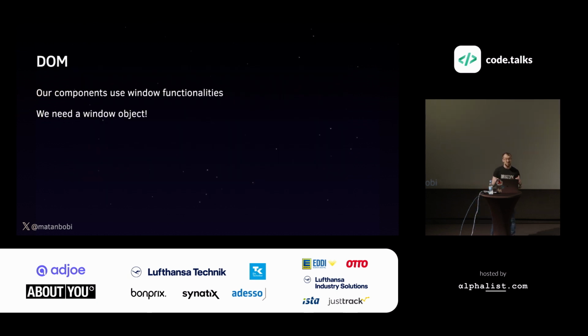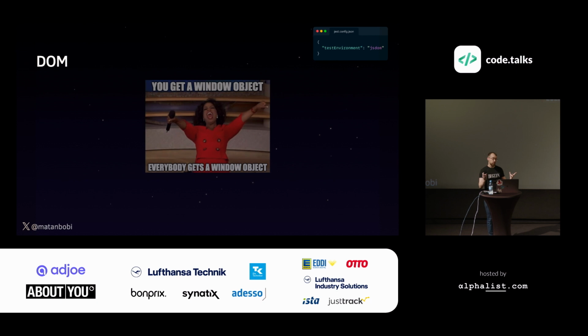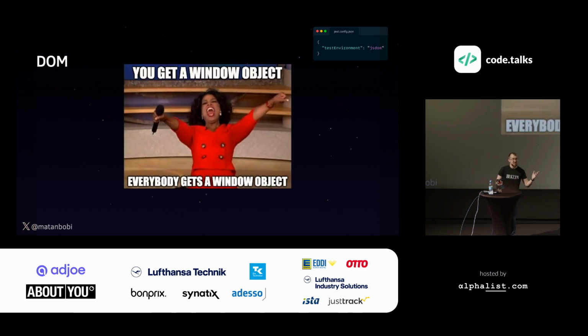As we said, our components use window functionality. So we need a window. I present to you test environment JS DOM. You probably all have it in your Jest config. If it's not JS DOM, it can be Happy DOM, whatever you decide. And what this line actually does is it gives everyone, as Oprah says, everybody gets a window object, okay? Whenever you have this line in your Jest config, automatically you get a window object with all the functionalities.